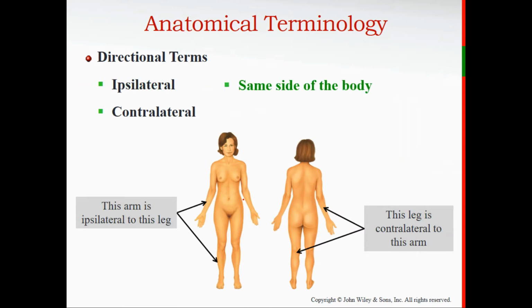Ipsilateral means on the same side of the body. So your right arm and your right leg are ipsilateral to each other. And contralateral are on opposite sides. So your right arm and your left leg are contralateral to each other. That one's pretty self-explanatory.